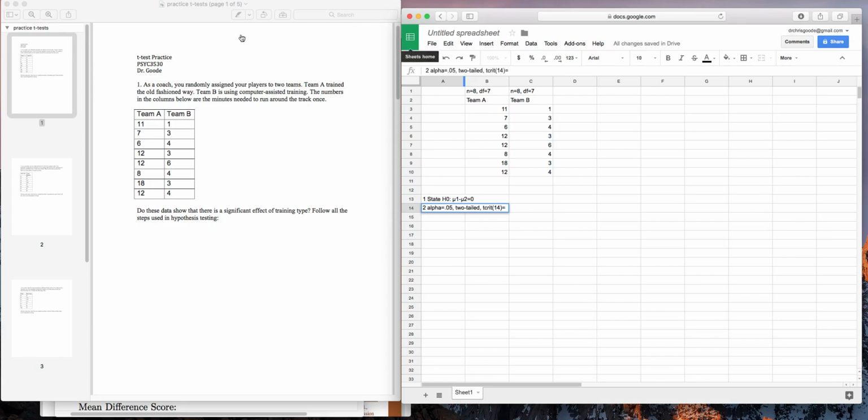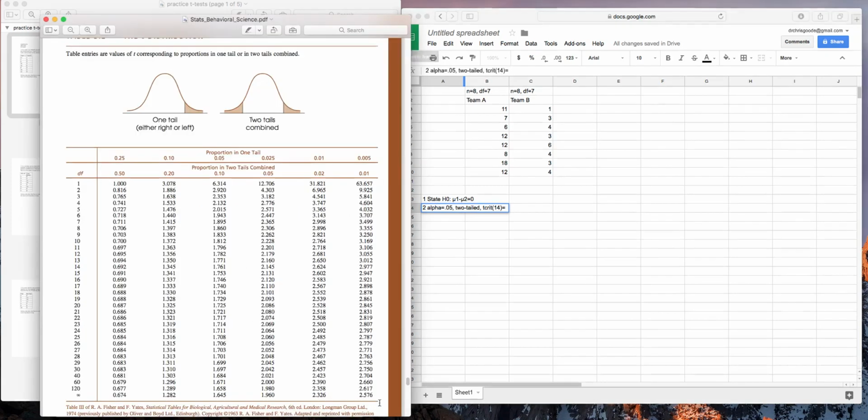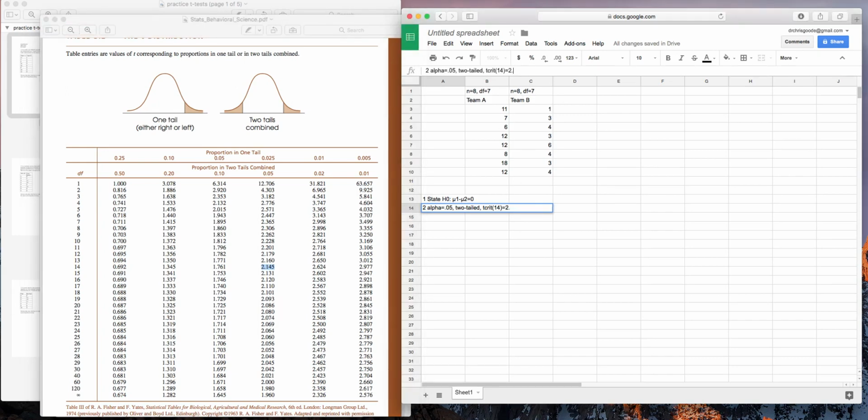And that means we can now look at our t table in the back of our textbook. So get used to seeing this column. This is the one proportion and 2 tails combined. Here's the level of significance 0.05. And for 14 degrees of freedom, going across here, the critical value for 2 tails will be plus and minus 2.145. So let's put that in here, 2.145. That's a step we can do in step 2. We don't have to look up t-crit at the end. We can do it right now.